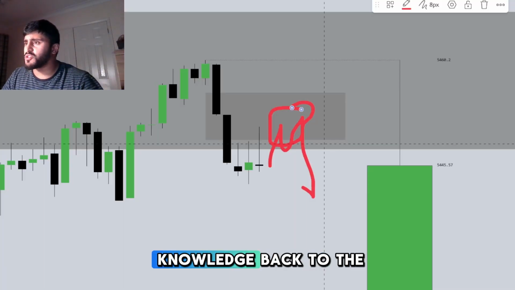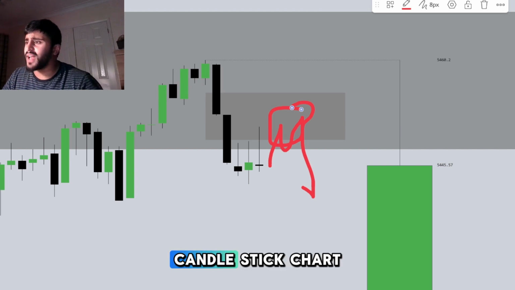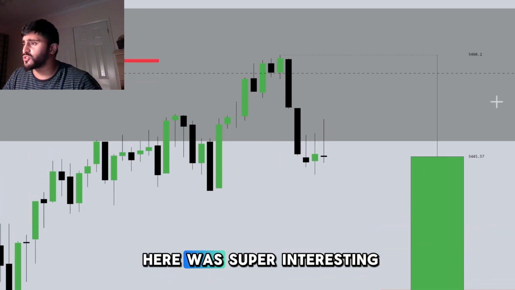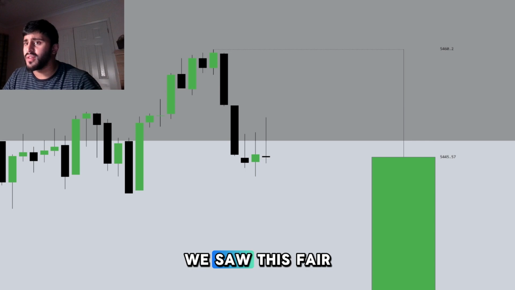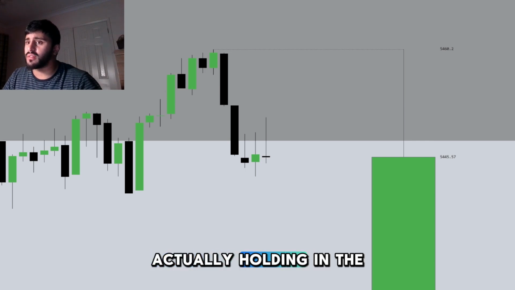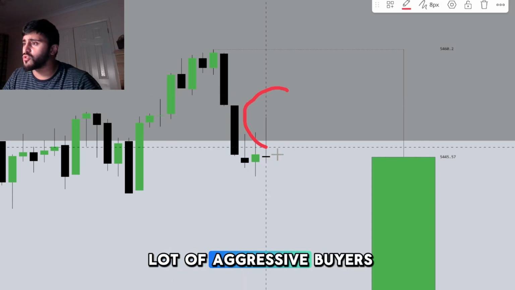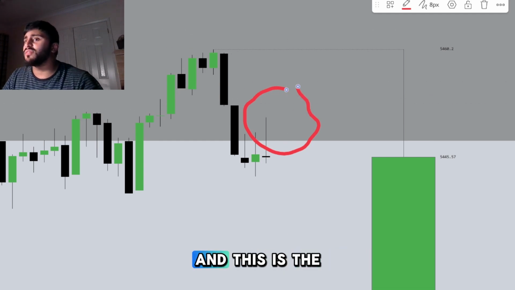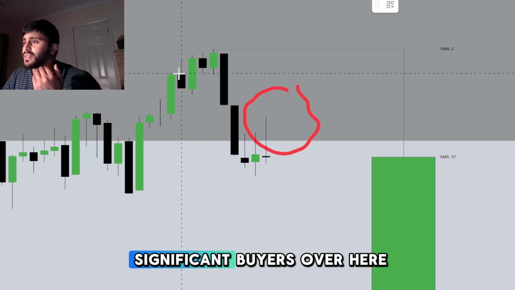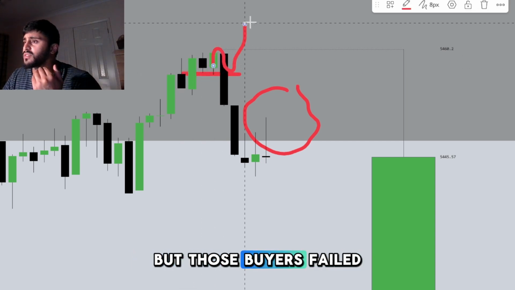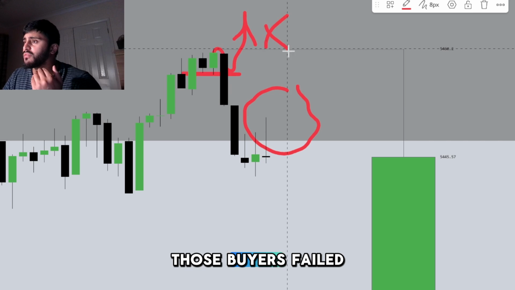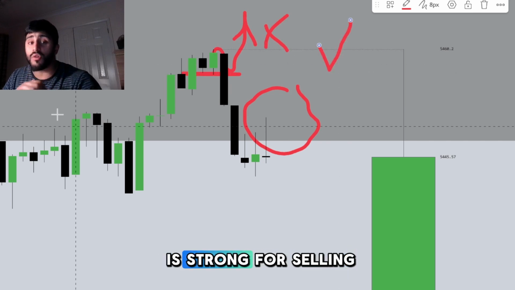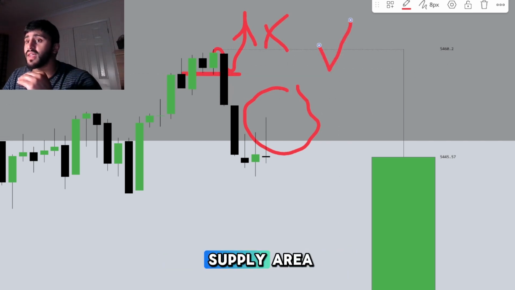So when we take this knowledge back to the overall candlestick chart, what we saw over here was super interesting. We saw this fair value gap actually holding in the first place. So we saw a lot of aggressive buyers over here. And this is the reason we can take the trade, right? Because we also saw significant buyers over here, but those buyers failed, right? Those buyers failed, which means the zone is strong for selling. It is a strong supply area.